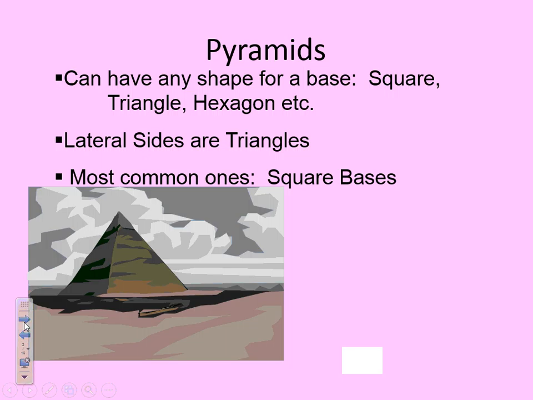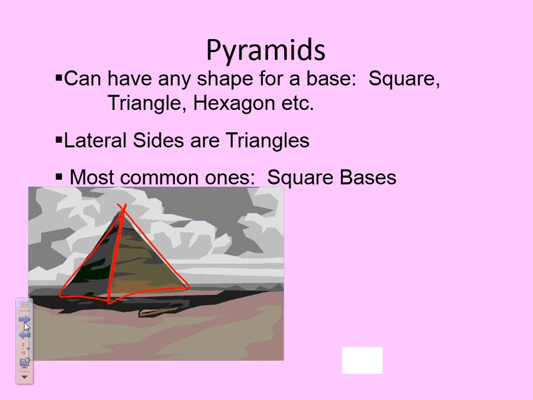And if you want to write down just a general piece of information about pyramids, you could do that on the inside of your pyramid page. But we're talking about pyramids being able to have any size or any shape for a base. So square, triangle, hexagon, pentagon, whatever. But the sides of that pyramid coming up to meet at that point, they will always be triangles. You can see that here in this picture.